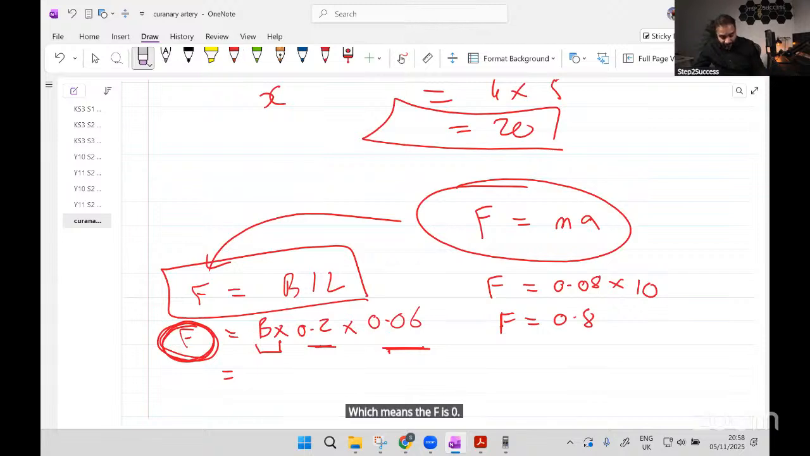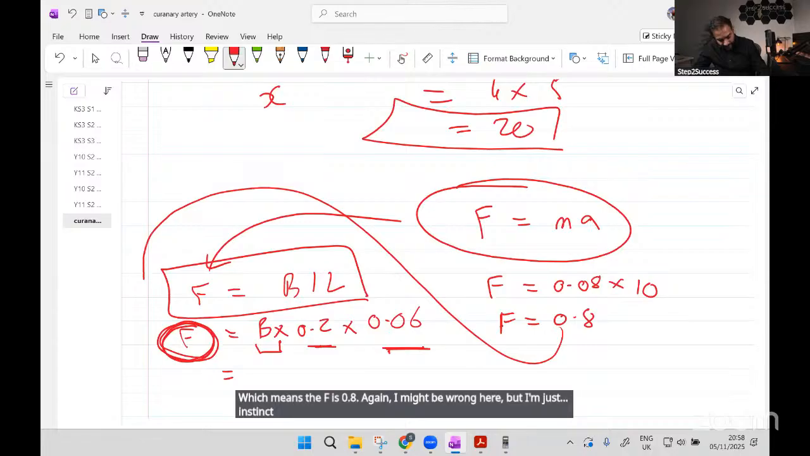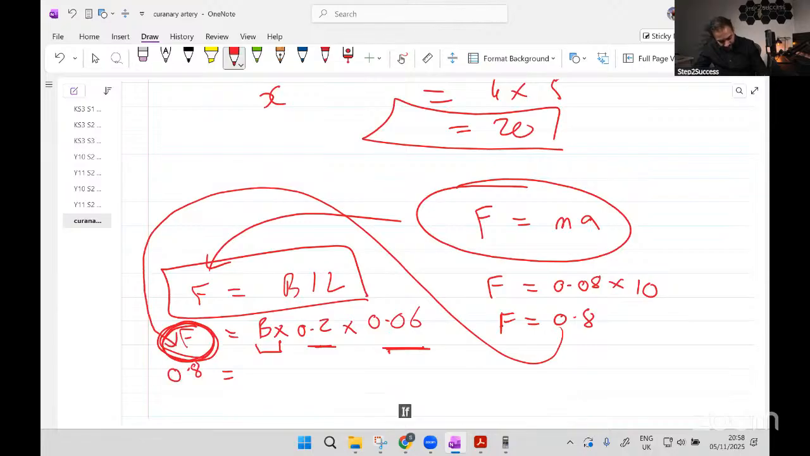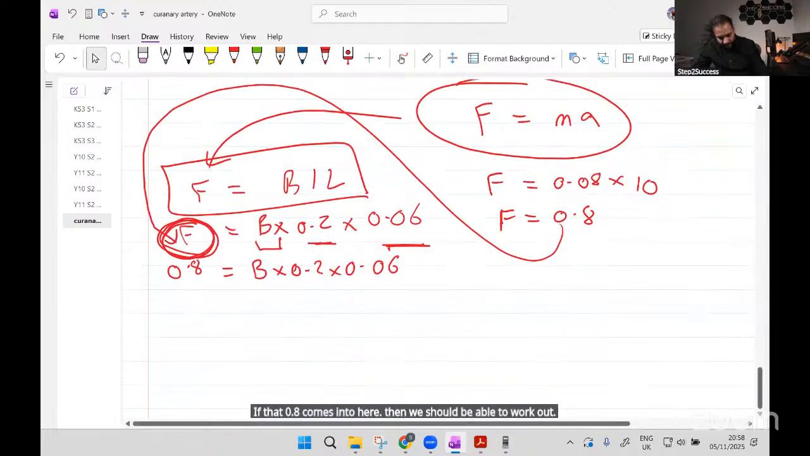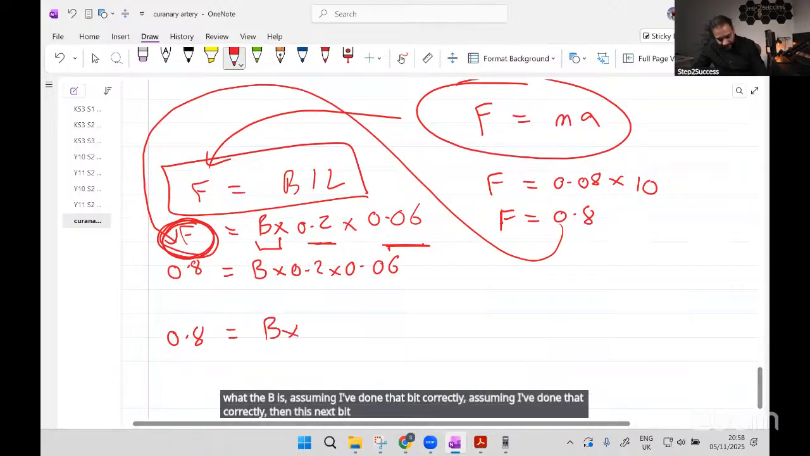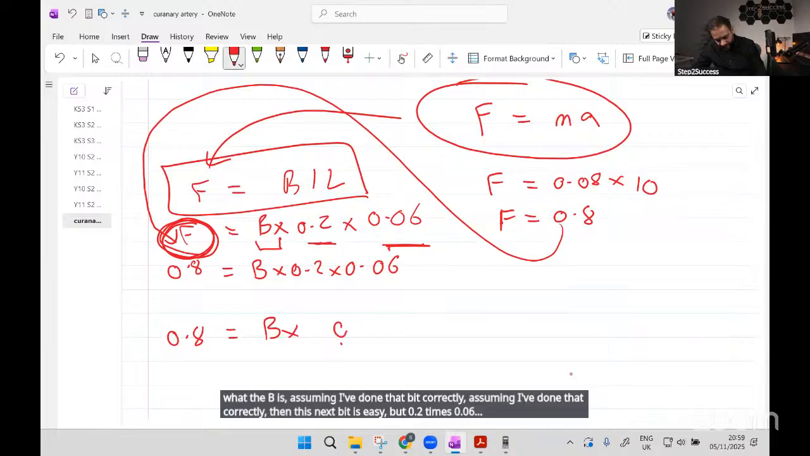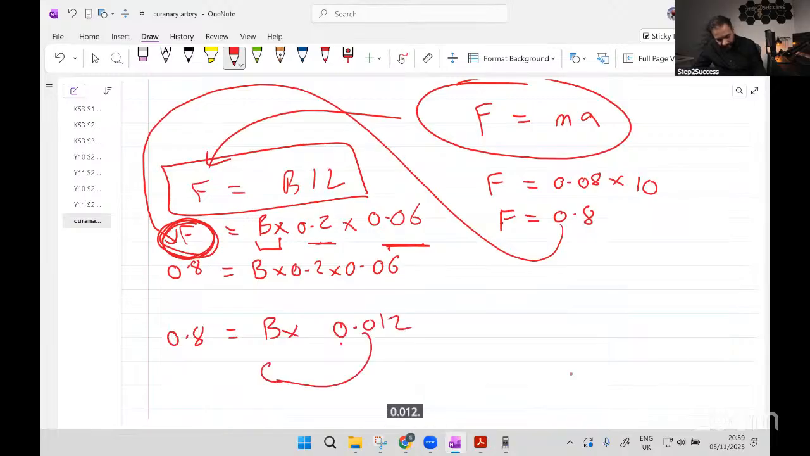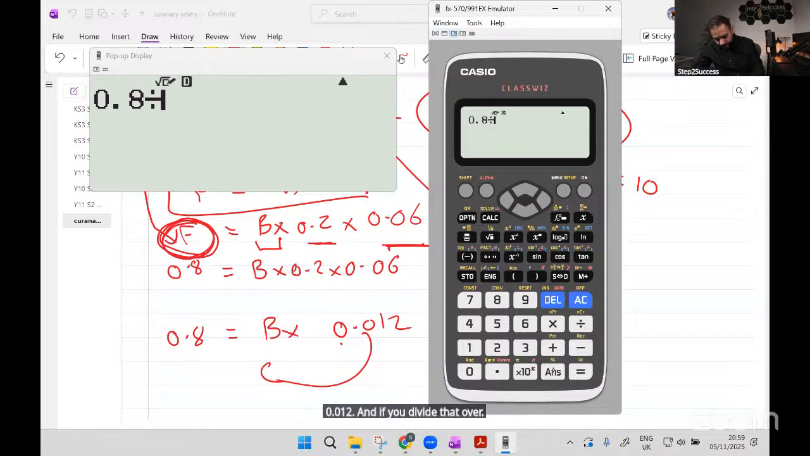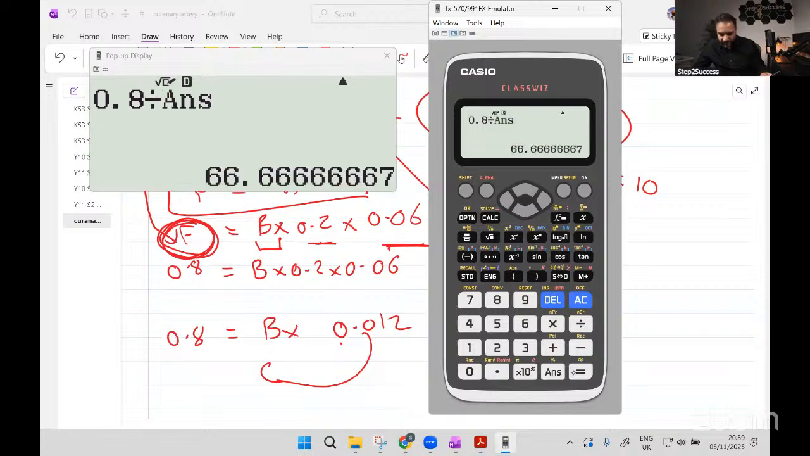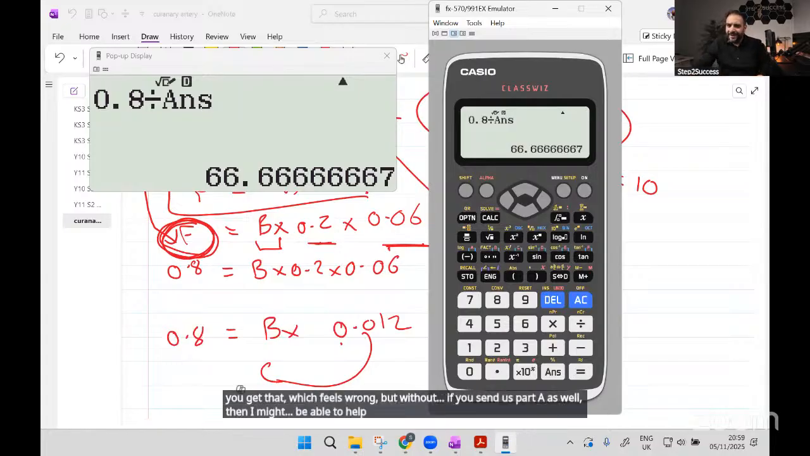Again, I might be wrong here, but I'm just instinctively telling you. If that 0.8 comes into here, then we should be able to work out what the B is, assuming I've done that bit correctly. Then this next bit is easy. 0.2 times 0.06 is 0.012. And if you divide that over, you get that, which feels wrong. But if you send us part A as well, then I might be able to help you with that. But that is it for now.